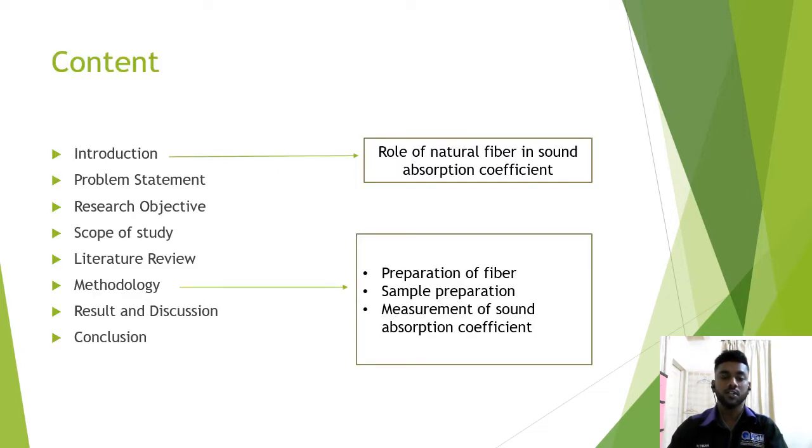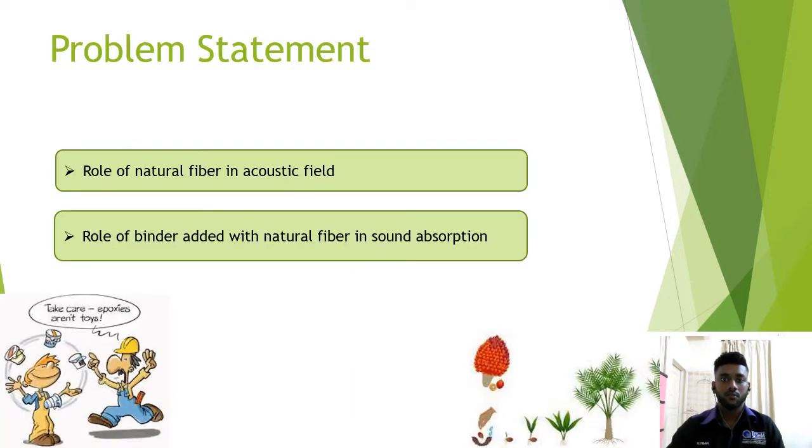First, introduction. The introduction mainly explains about the role of natural fiber in sound absorption coefficient. Second, problem statement, research objective, scope of study, literature review, methodology. It will explain about the preparation of fiber, sample preparation. The last one, measurement of sound absorption coefficient, result and discussion, and conclusion.